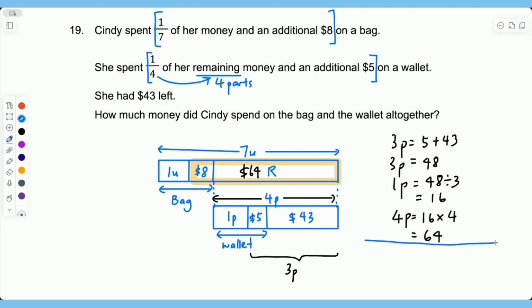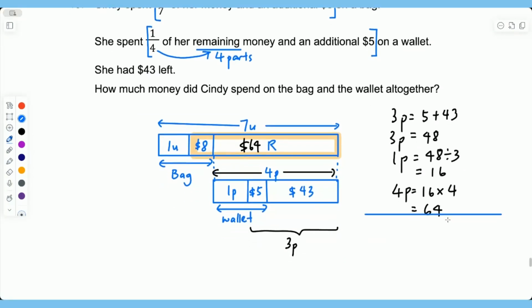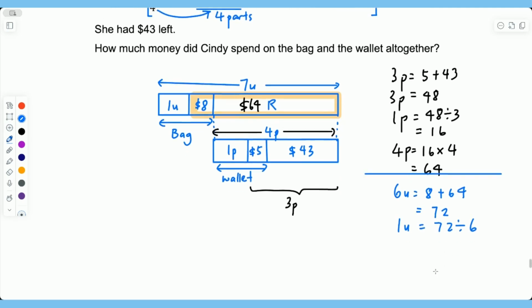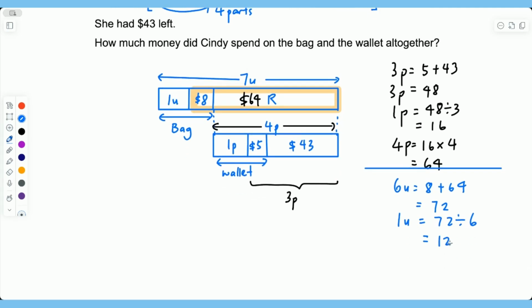The next part of the working, we will focus on the model here. 6 units is equals to 8 plus 64. That gives us 72. 1 unit is 72 divided by 6. That is 12. We need to find the total amount of money that Cindy spent on a bag and a wallet. Let's find the amount spent on the bag.